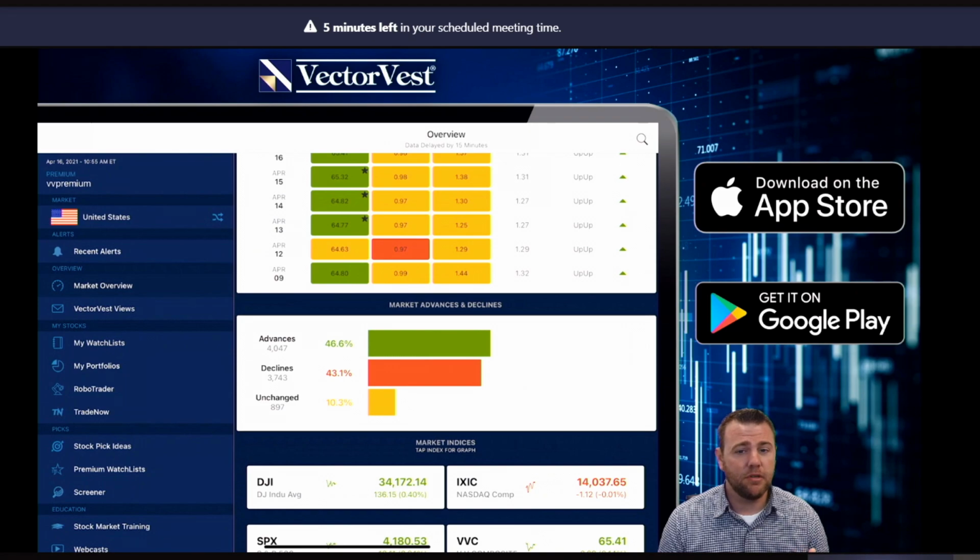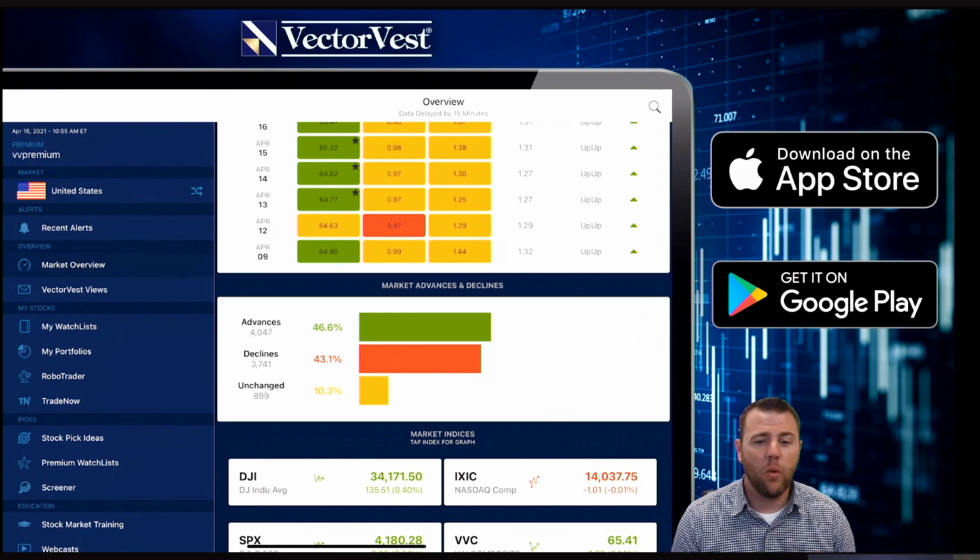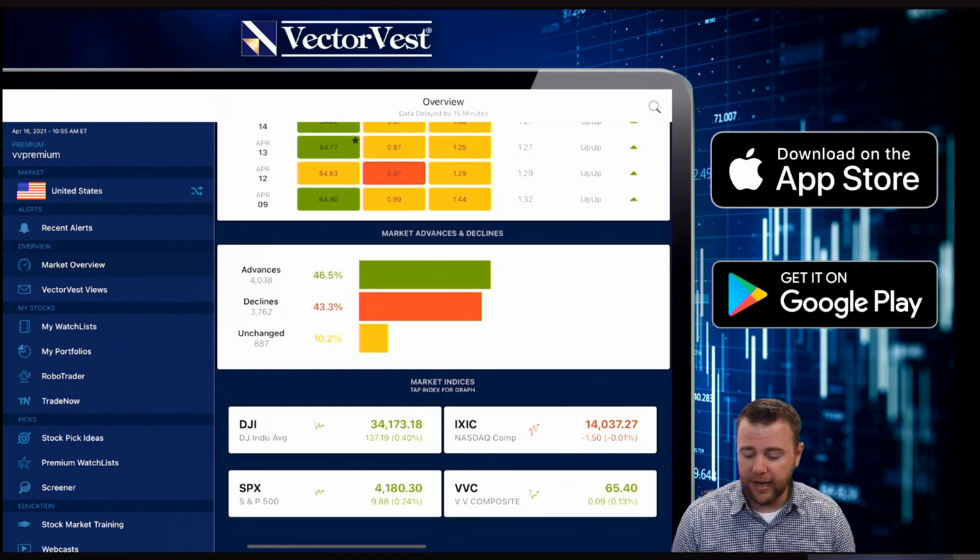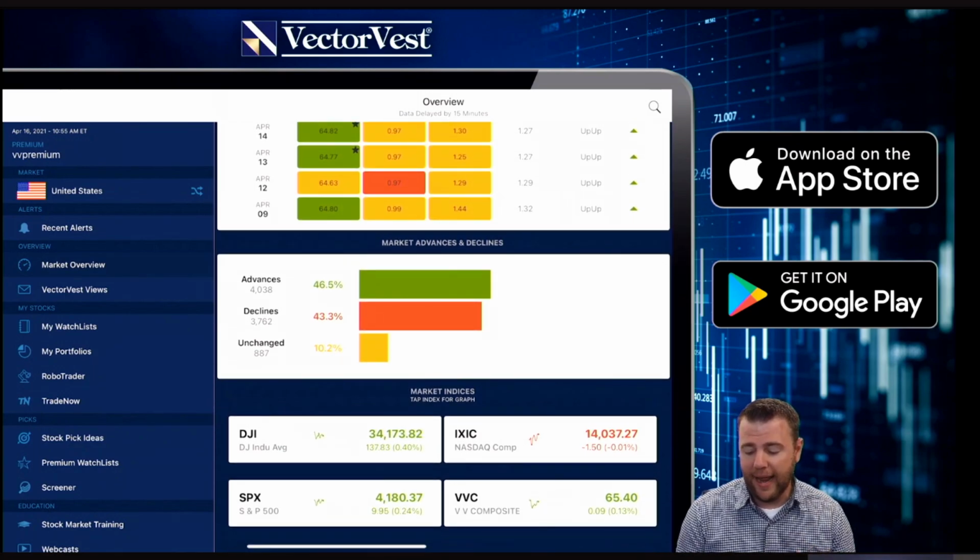Now, this tells us the market's moving higher. We have more stocks advancing than declining. So yeah, we could potentially go out and buy a stock today if we needed to. But if we really want to look for a strong buying day, we want to see a 2-to-1 ratio of advances to declines. Then just briefly, we'll take a look at the major indices. So the Dow is up 0.4%, NASDAQ's basically flat for the day, S&P's up about a quarter, and the VectorVest composite is up a little over 0.1%.